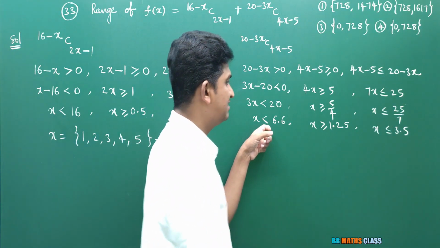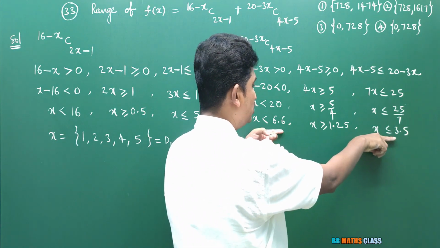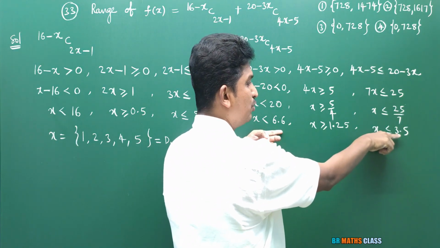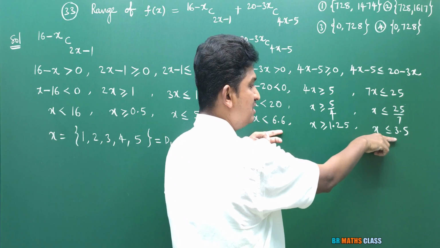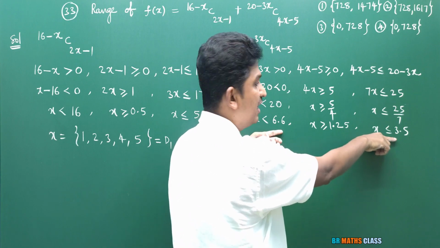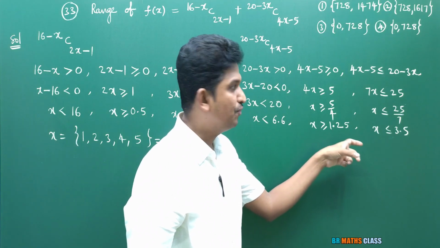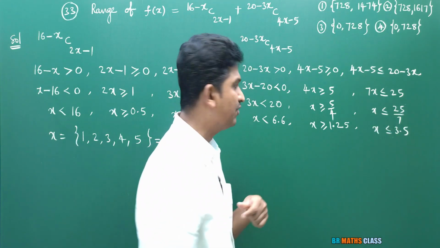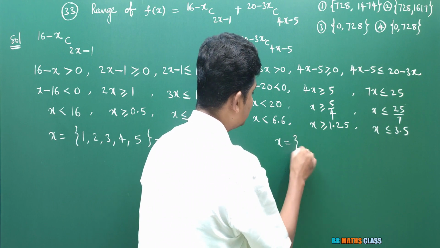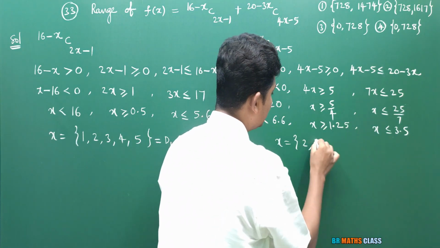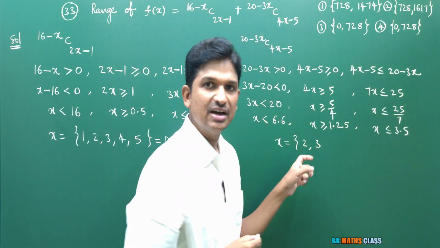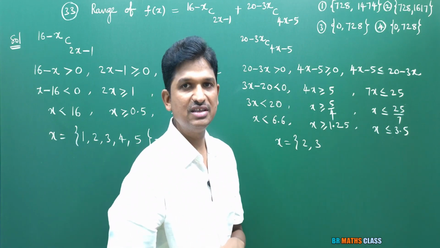You observe here the less than symbol is there, here the less than symbol is there. I'll do the intersection of these two. Smaller number only you will get. The intersection of these two is x less than or equal to 3.5. And do the intersection with this, x greater than or equal to 1.25 and x less than or equal to 3.5. So what are the x values satisfying this condition? x is 2, x is 3. 2, 3 are the natural numbers which satisfy all these three conditions.